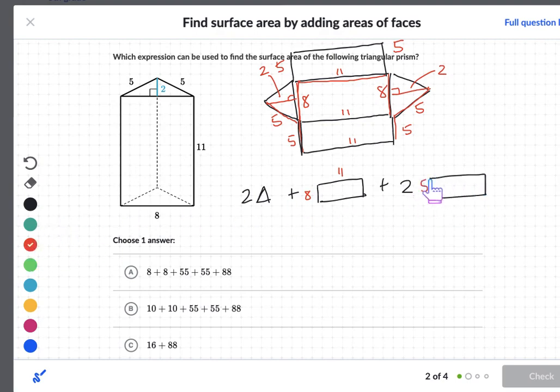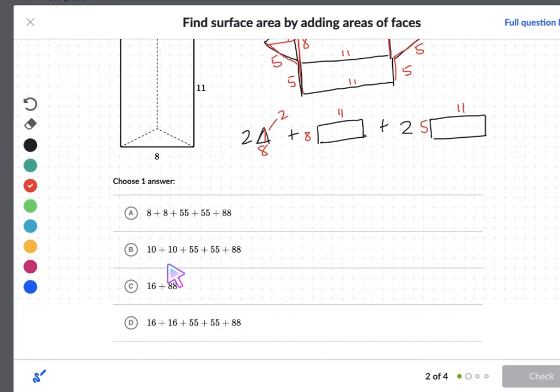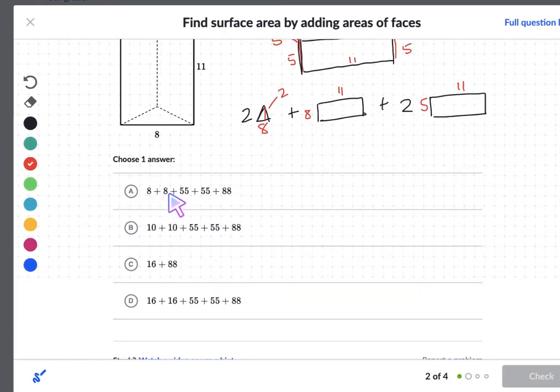5 by 11. And then this one over here was 2 for the height and 8 for the bottom of that triangle. Okay, so now let's start eliminating things. I have 1, 2, 3, 4, 5 total faces. So anything that doesn't have 5 total faces, I can eliminate. 1, 2, 3, 4, 5, that one's good. 1, 2, 3, 4, 5, that one's good. This is only 2, you're out. 1, 2, 3, 4, 5, also in. Okay, we eliminated one of them.